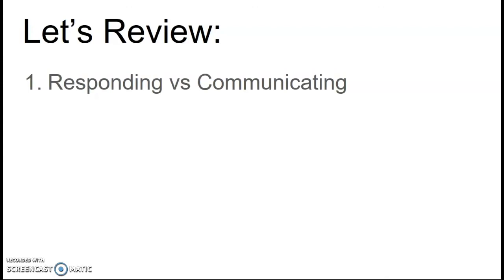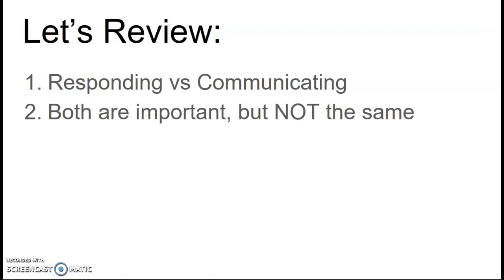First, responding is giving an expected message in response to a prompt or command. Communicating is sharing your own unique thoughts and feelings whenever you feel like it. Both responding and communicating are super important, but don't fall into the trap of thinking that a child is a communicator just because they can give appropriate responses when prompted.